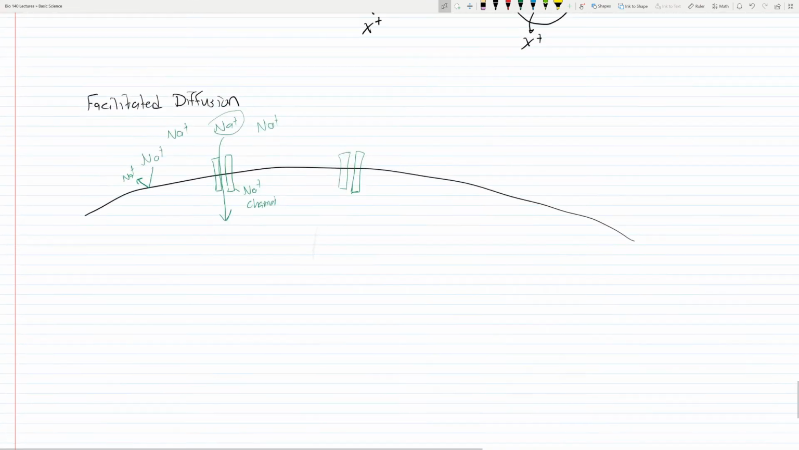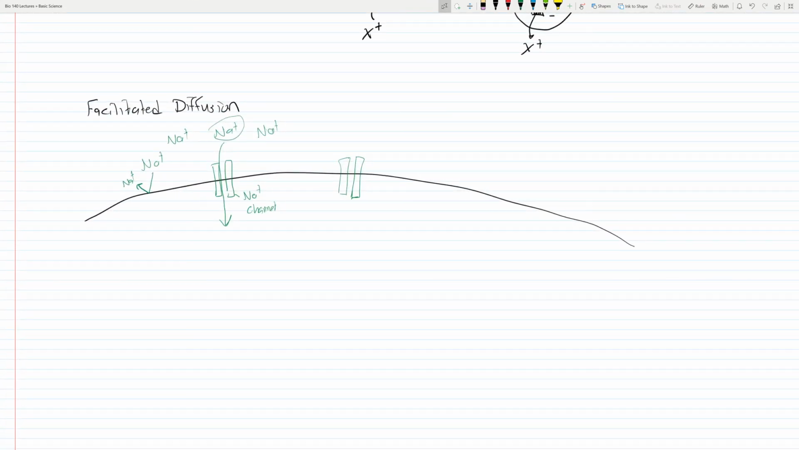I think we're going to leave it there. I think we're good on the diffusion here. Next we'll talk about osmosis in the next lecture, and then we will go into active transport and the co-transport systems. But that's enough for now.